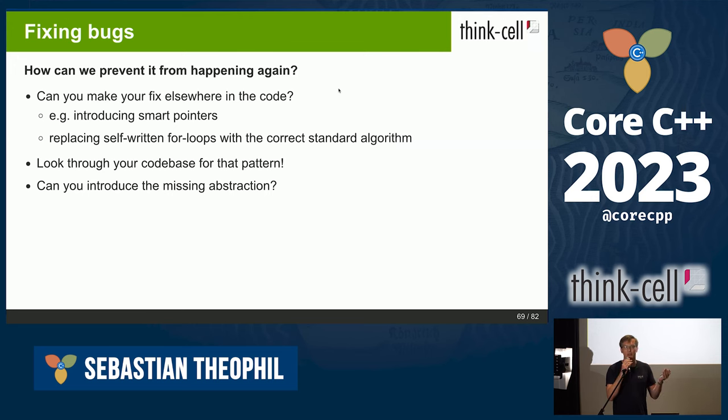Maybe it's simple things, introducing smart pointers in your entire application, replacing self-written for loops with standard algorithms. That's always a good idea. Can you look through the code base for that pattern and find other locations where you can make the same fix? And can you introduce that missing abstraction that would have helped you? And here, that missing abstraction can be a lot of different things.